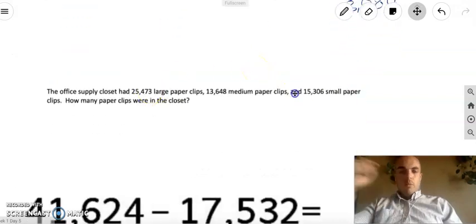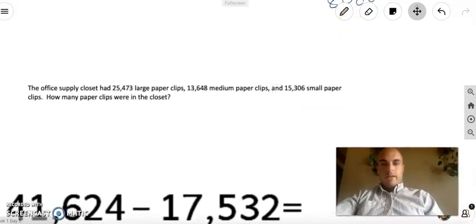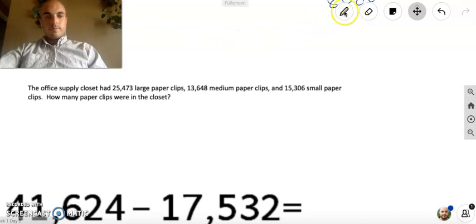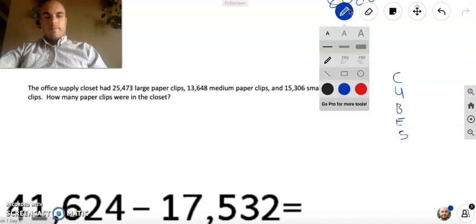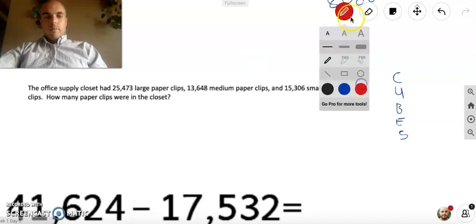Okay, so I have a word problem here. And I'm going to use what I call my cubes method. Circle important information. Underline. Box. Explain. Solve.